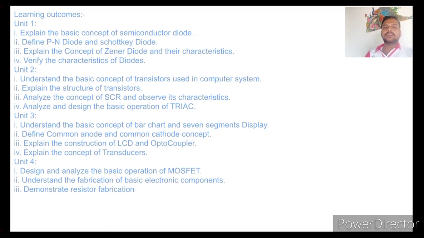Unit 3: understand the basic concept of bar graph and 7-segment display. Define common anode and common cathode of 7-segment. Explain construction of LCD and optocoupler. Explain the concept of transducers.